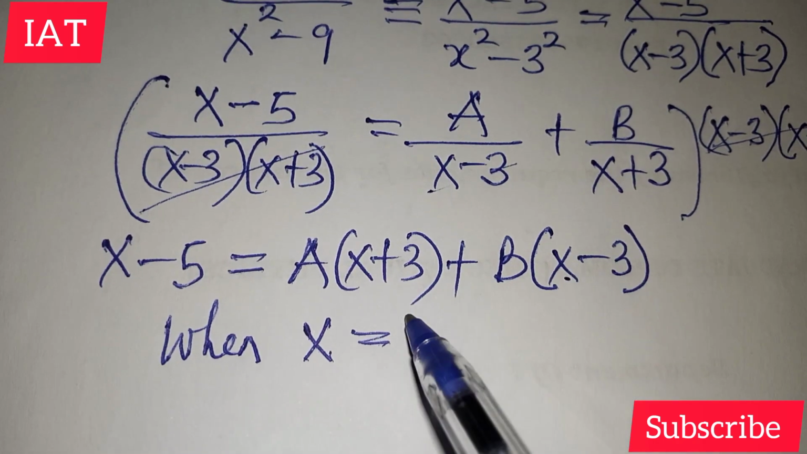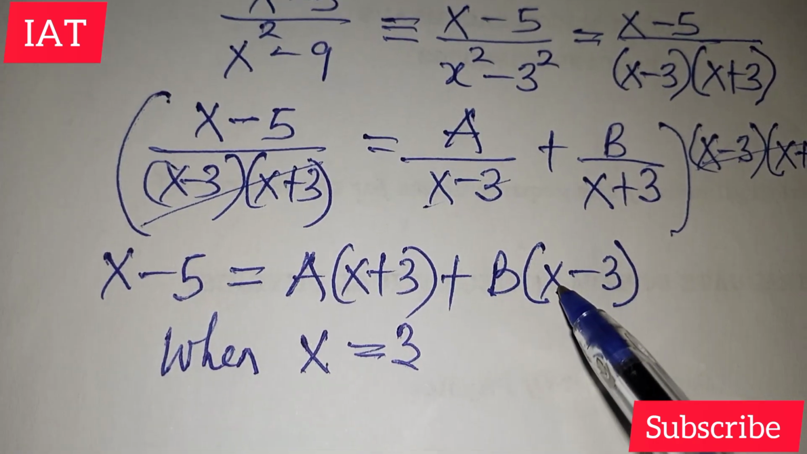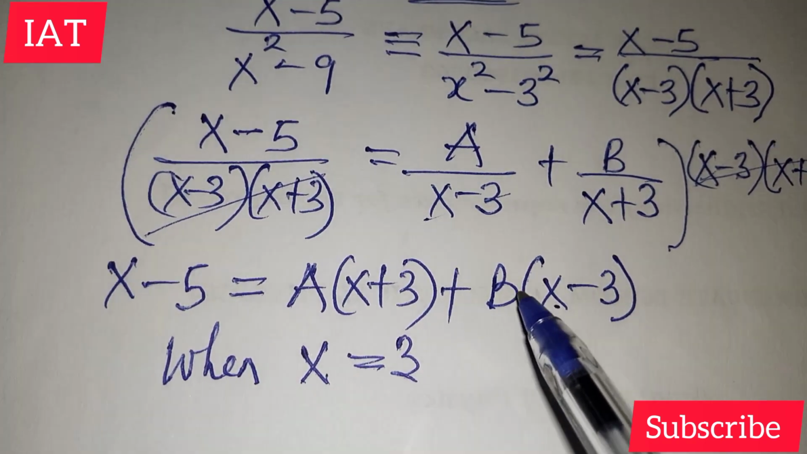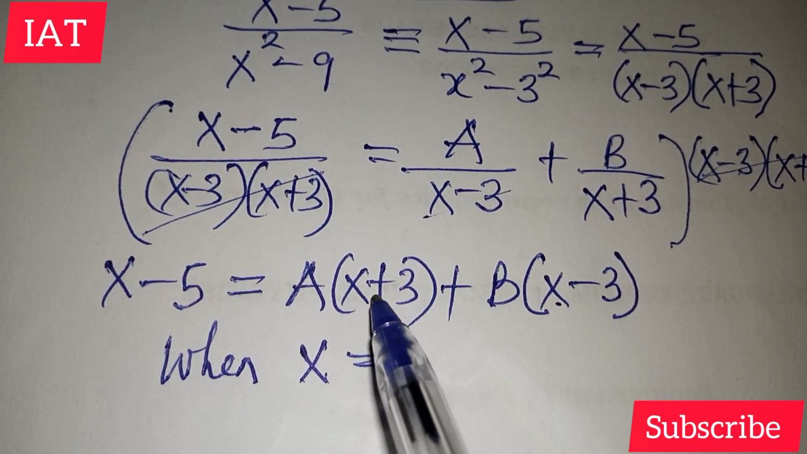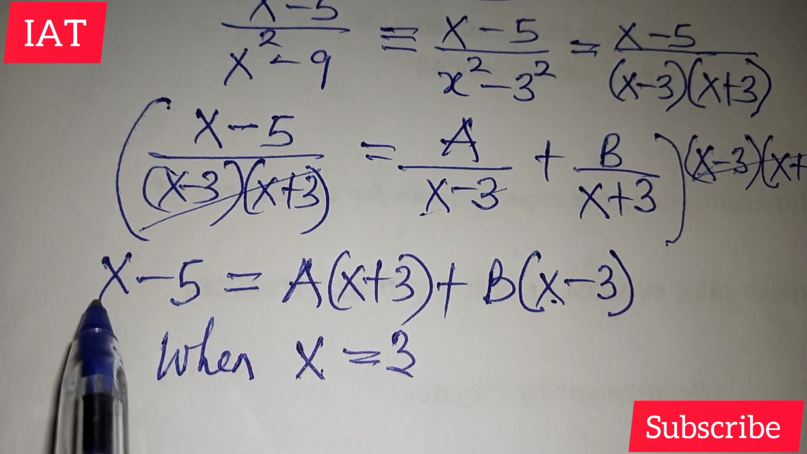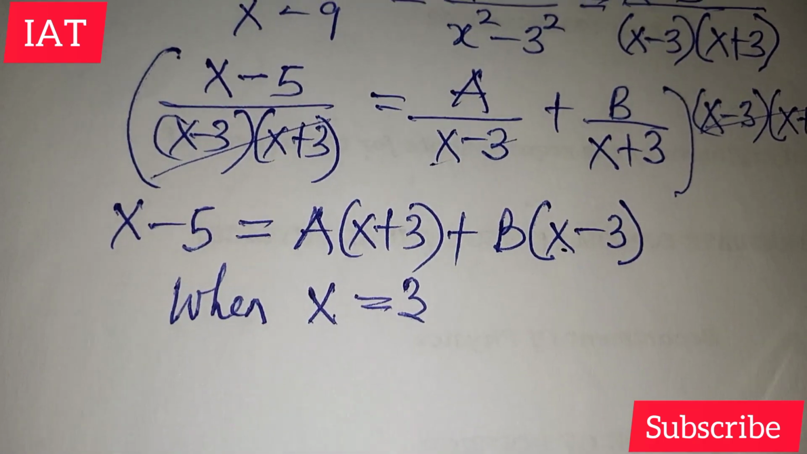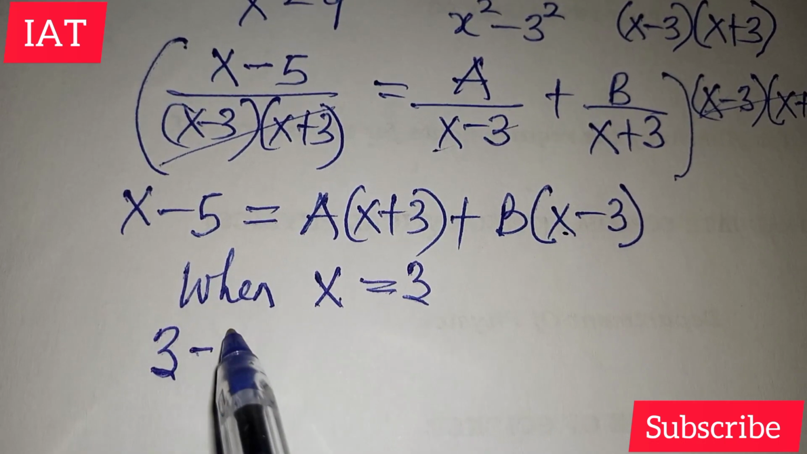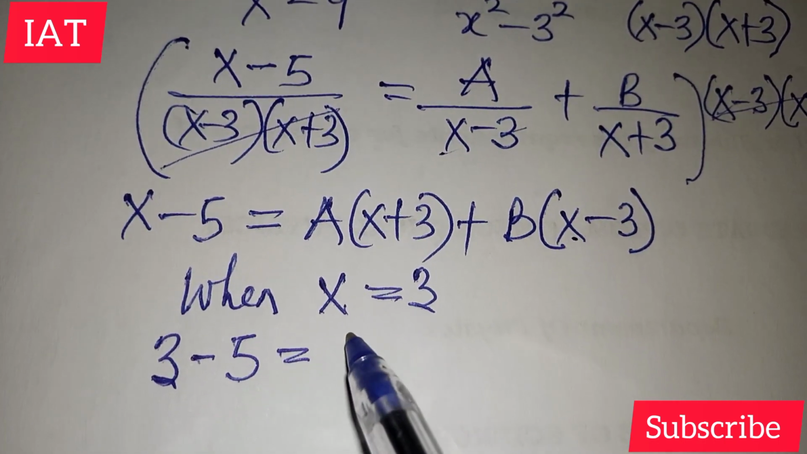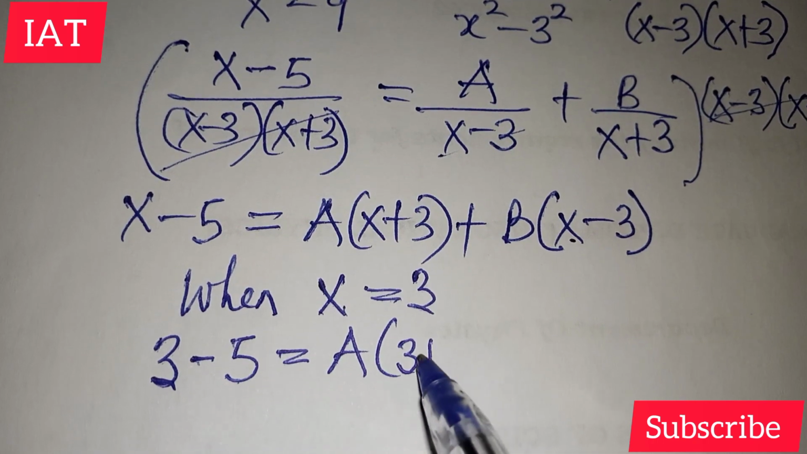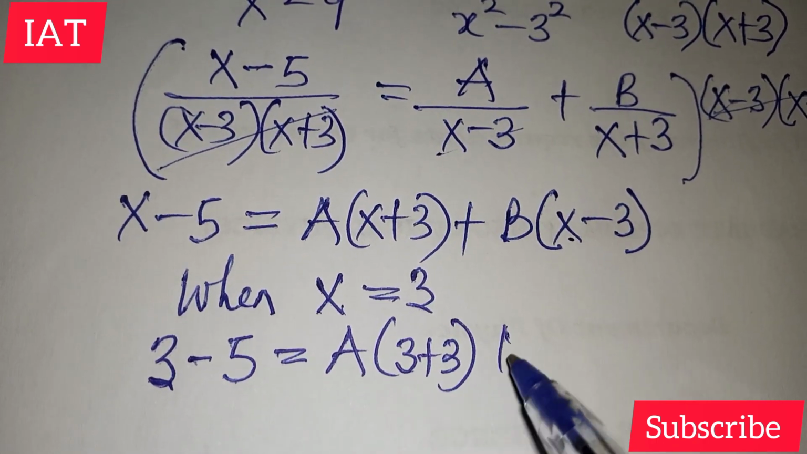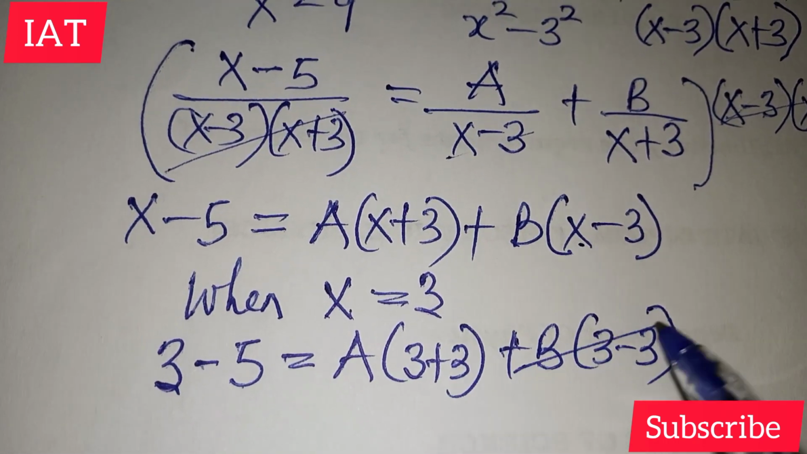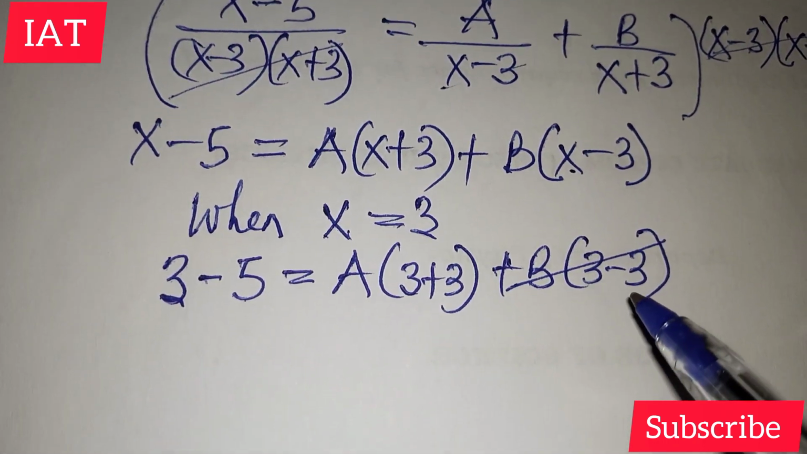Of course, it's 3. Because if you plug in 3 here, 3 - 3 is 0, and 0 times B will be 0. But if you plug in that same 3 here, it turns to 6. If you plug in 3 here, it turns to -2. So anywhere you see x, you replace it with 3. And then we have A(3 + 3) plus B(3 - 3). Of course, the whole of this we evaluate to give 0.